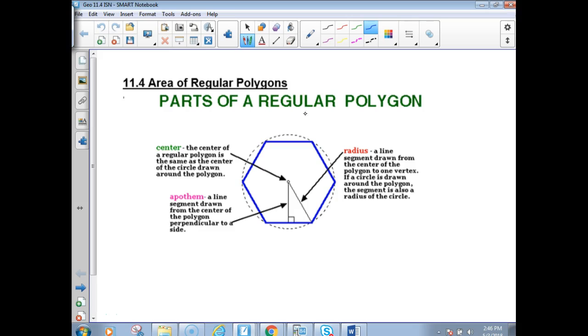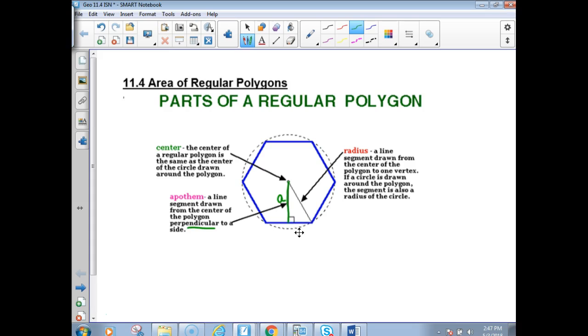Parts of a regular polygon that you need to know: you need to know what an apothem is, and that is this new thing right there. We label it little a. The apothem is a line segment drawn from the center of the polygon perpendicular to a side. This over here is not an apothem. It is a radius. But you could imagine that this little segment would cut this side in half. You see what I'm saying?